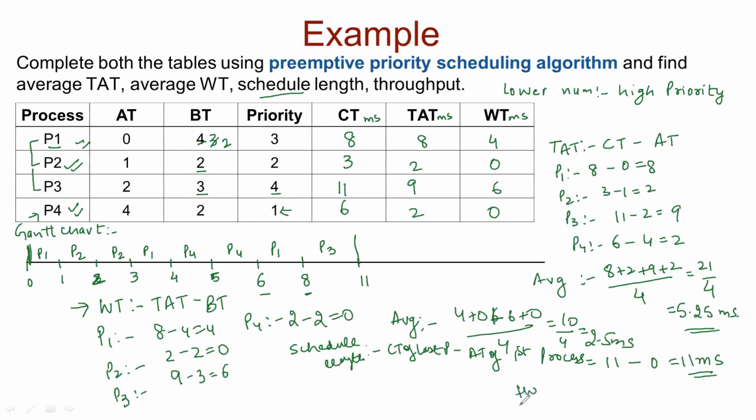And last is throughput. Throughput is number of processes divided by schedule length. Basically, we want to find out number of processes completed per unit of time. So it is 4 divided by 11 processes per unit of time. Okay, so this was all about the preemptive priority scheduling algorithm example. I hope you understand the session. Thank you.